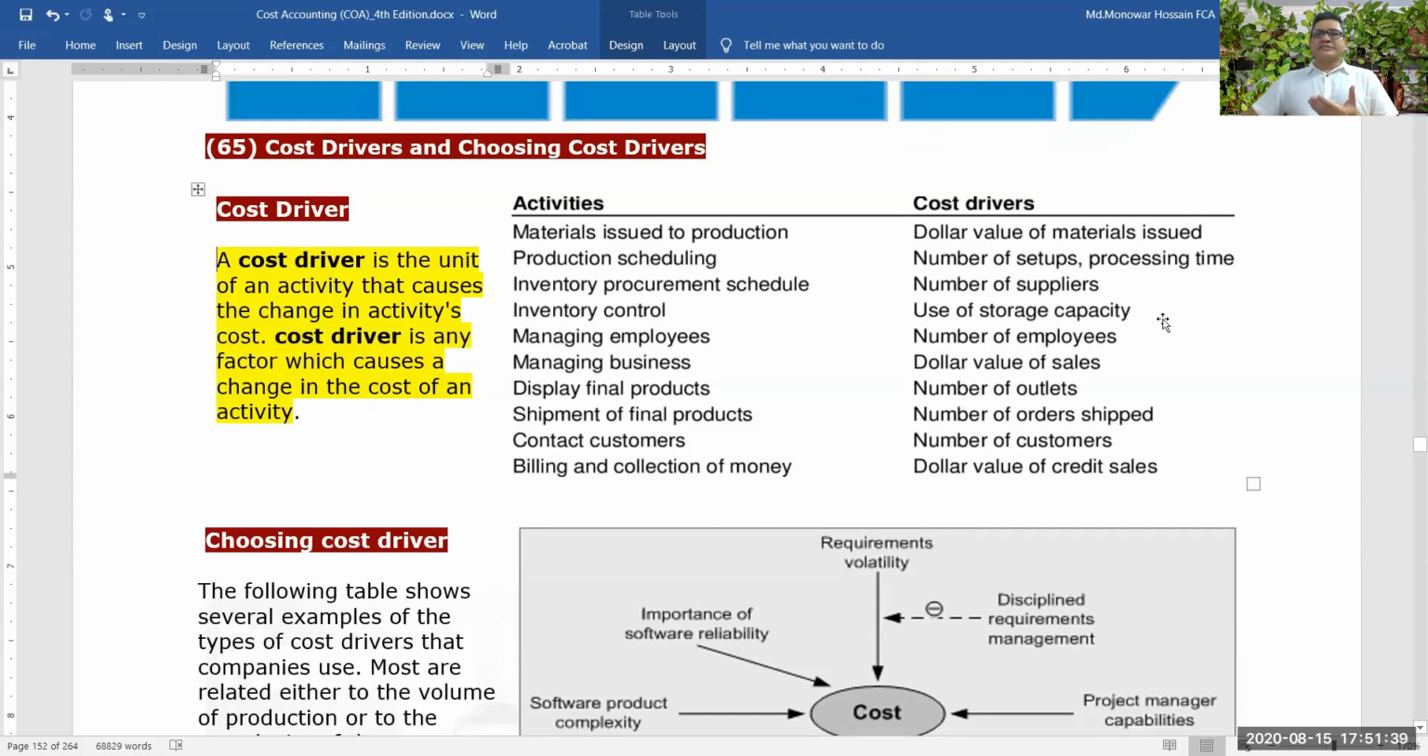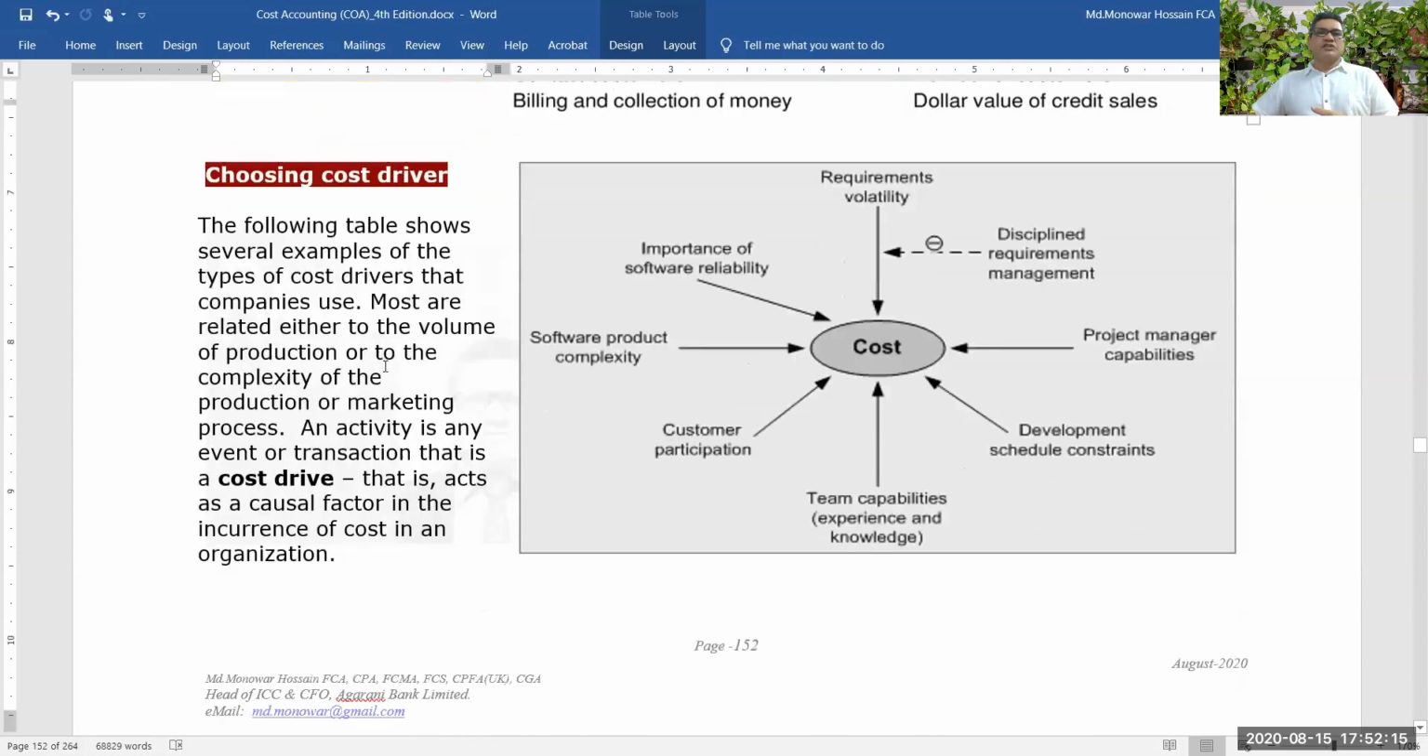Production scheduling, number of setups, processing time, inventory procurement schedule, number of suppliers, inventory control, user storage capacity, managing employees, number of employees, managing business, these are the activities. So taka value of sale is the cost driver, and displaying the final product is the activity. The cost driver is the number of outlets. So billing and collection of money is the activity, and the cost driver is the taka value of credit sale or dollar value of credit sale. So these are the activities and cost drivers here, and how to choose the cost driver.